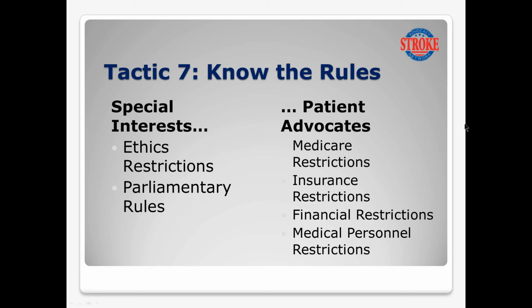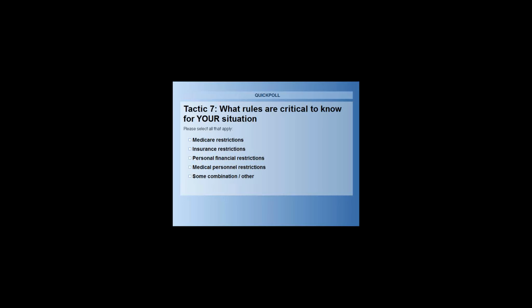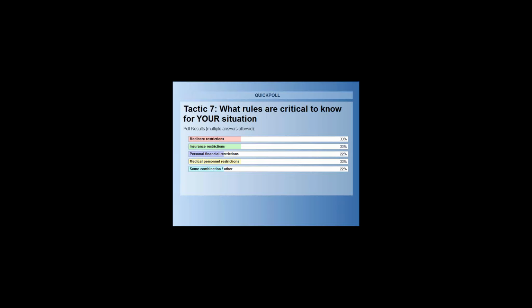So for that particular question, I'm going to do another quick poll here and ask you what rules are critical for you to know in your situation. And again, we've got some of these listed here. Medicare restrictions, insurance restrictions, your personal finance restrictions, or the finance restrictions of the folks you're working with, medical personnel restrictions, or again, some combination or other. And we'll wait for those votes to come in. And if you're some combination or other, do feel free to type that into the Q&A box so we make sure we get everybody. All right, we've got our votes in. We're going to close the poll and share the results.